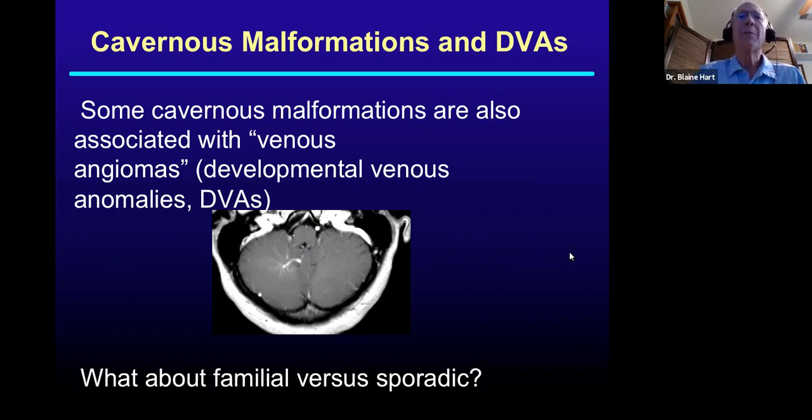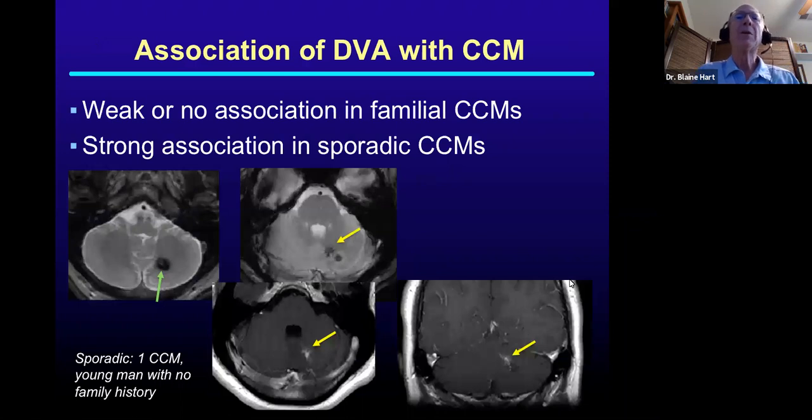There are some cavernous malformations associated with developmental venous anomalies, or DVAs. These are variations in the venous structure where there's multiple small branching vessels coming together to drain into one larger vein. And it turns out that there's a clear difference in familial versus sporadic. The familial cases have very little association with a DVA. Patients with sporadic cavernous malformations, there's a very strong association with those being close to a DVA.